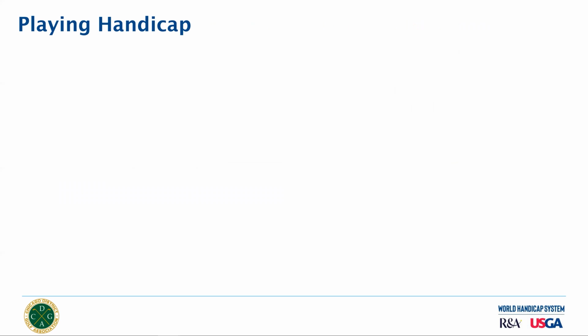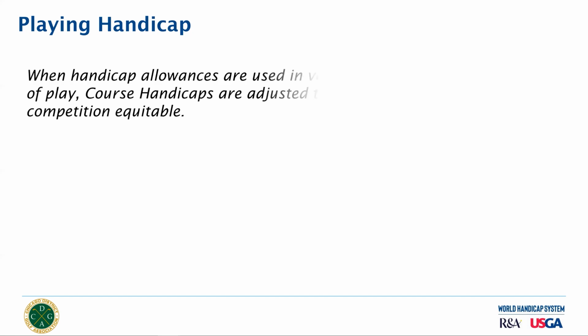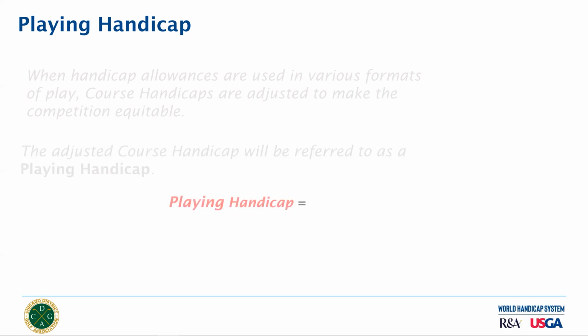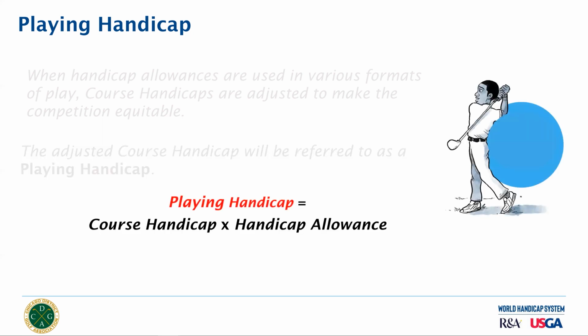The second addition to the system is now a playing handicap. And this is when handicap allowances are used in various formats of play. Course handicaps are adjusted to make the competition equitable. The adjusted course handicap will be referred to as a playing handicap. Here you see the calculation process. On the right side, you see the calculation move through 15, 85% brings it to a 13.